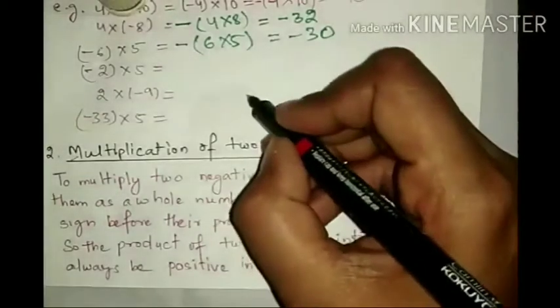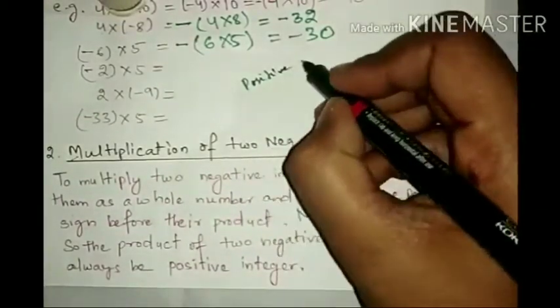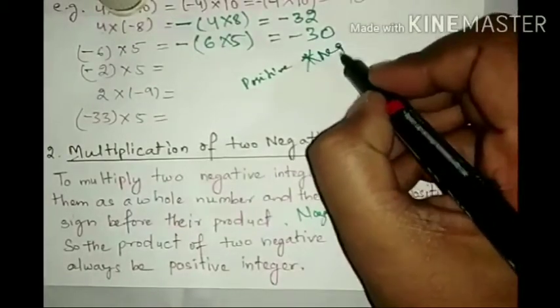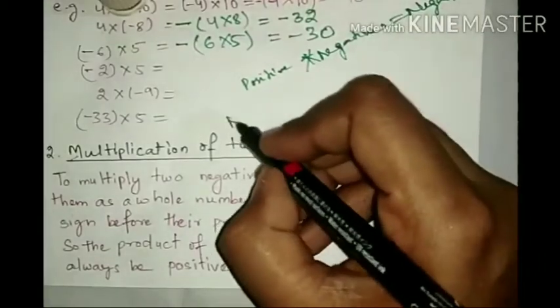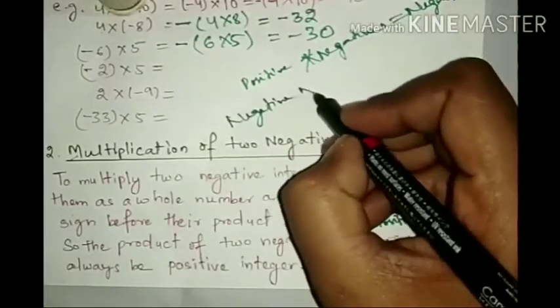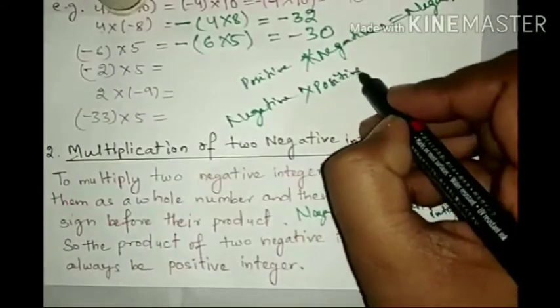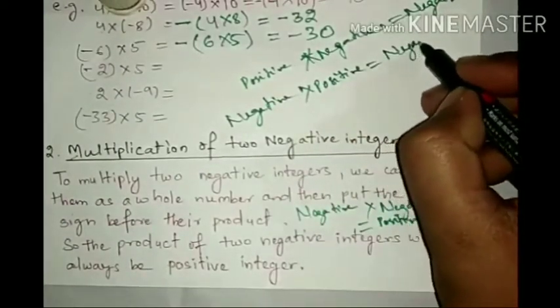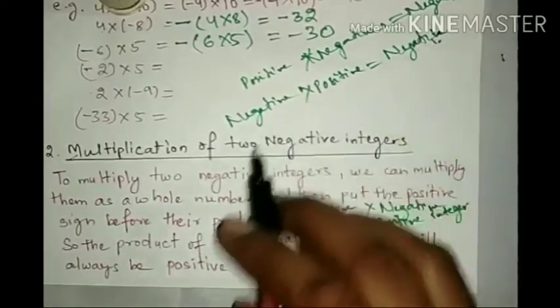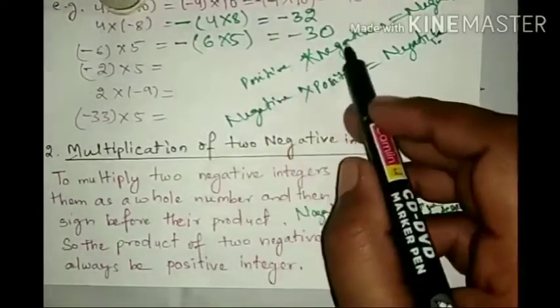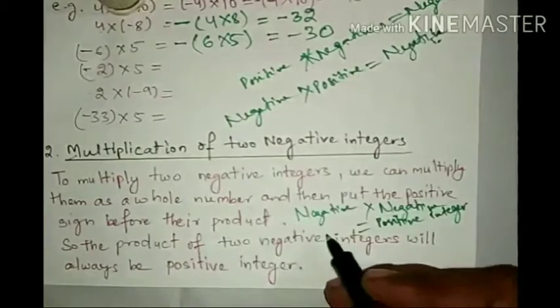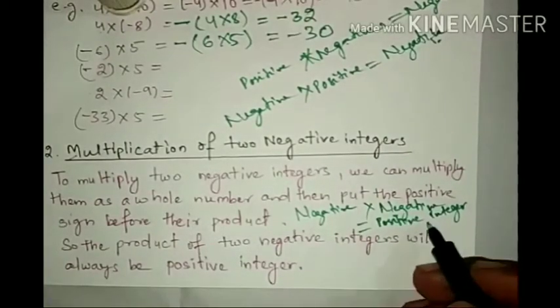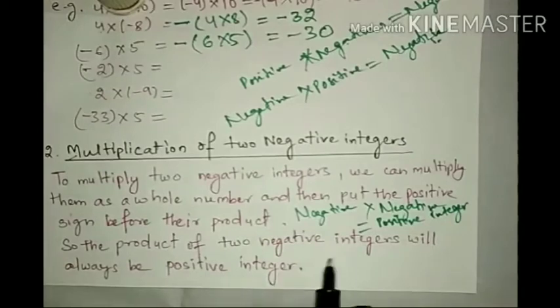Before, what have you done? Positive integer into negative integer, what will you get? Negative integer. Like that, negative integer into positive integer, what will you get? Negative integer. So if the signs are different, positive and negative, then you will get negative. If both are the same, that is negative and negative, you will get a positive integer. So the product of two negative integers will always be a positive integer.